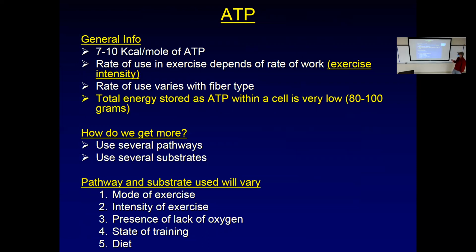Let me skip through a couple of these different things. When we talk about energy, the molecule that we most often refer to is ATP, or adenosine triphosphate. When you want to measure the potential of things to make energy, there are about 7 to 10 kcals per mole of energy of ATP. Our rate of use is dependent upon the rate of work during exercise. So I'm going to talk about something called exercise intensity.